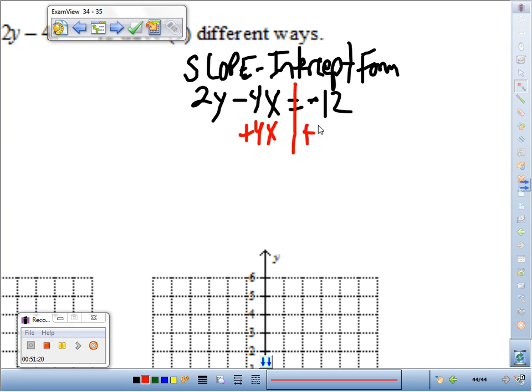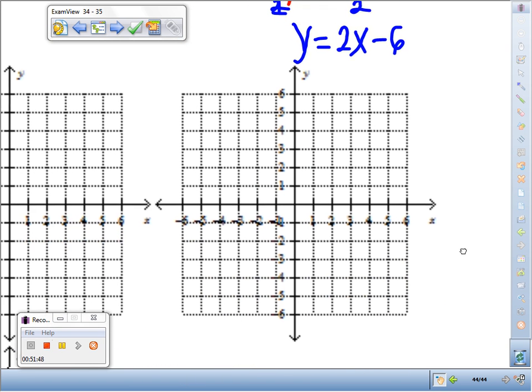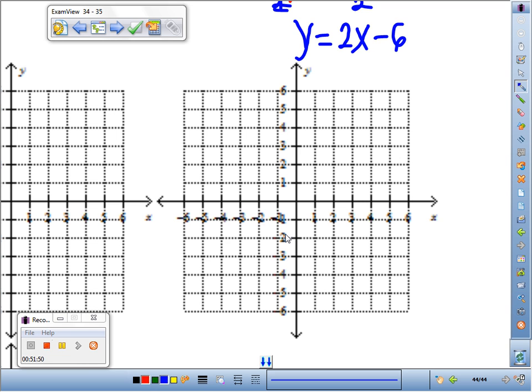Add 4x. We're left with 2y equals 4x minus 12. At the end, we divide by 2, divide by 2. Y equals 2x, and then minus 6. Are we there so far? So now, do we have enough information to graph this one in slope-intercept form? Yes. Let's graph it. First thing we do, we circle our y-intercept, which is negative 6. You plot your point, because that's what we need to start.